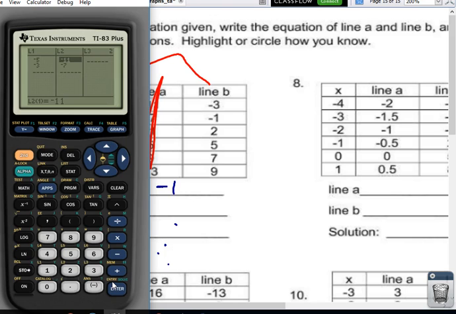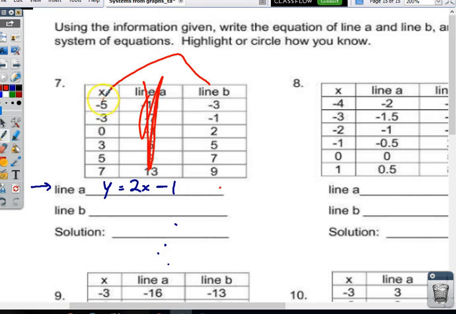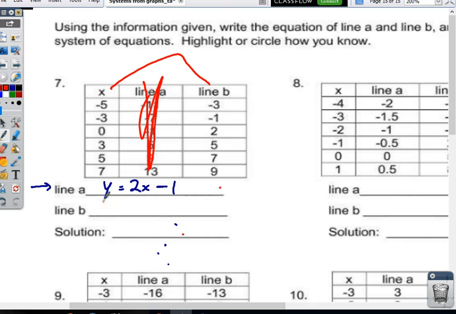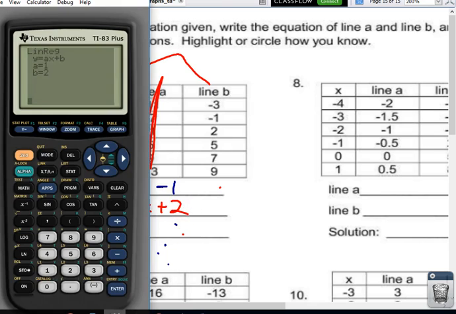Now these are the same, but the b is going to change. That's going to be negative 3 and negative 1, and then go to stat calc and do linear regression. Number 4, hit enter again. And there you go, that's what you got. So y equals 1x plus 2, we're done.